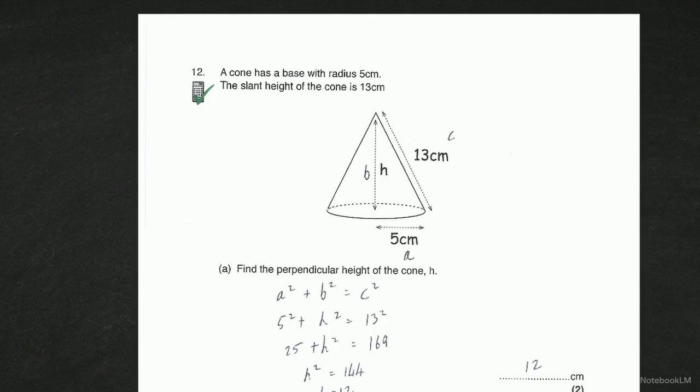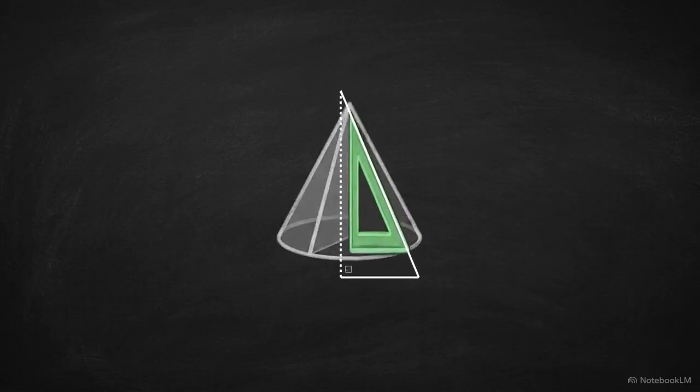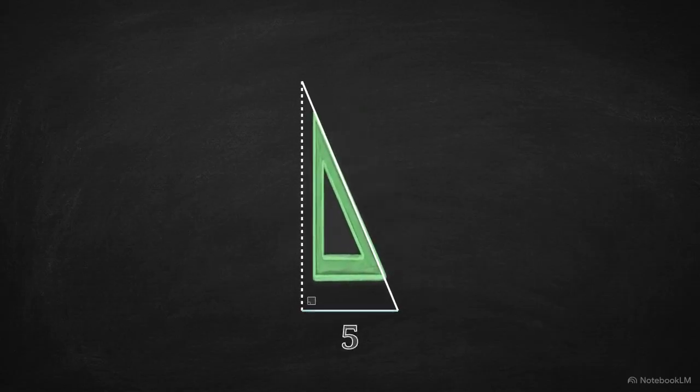Some problems omit required dimensions. In question 12, we have the radius and slant height, but the perpendicular height needed for the volume is missing. We solve this by extracting the right-angle triangle from inside the cone. The radius is the base, the slant height is the hypotenuse, and the perpendicular height is our unknown side.